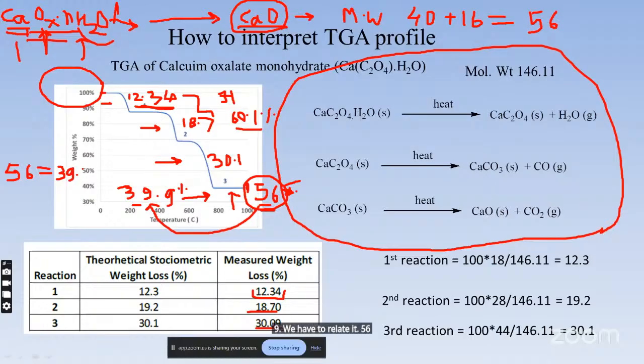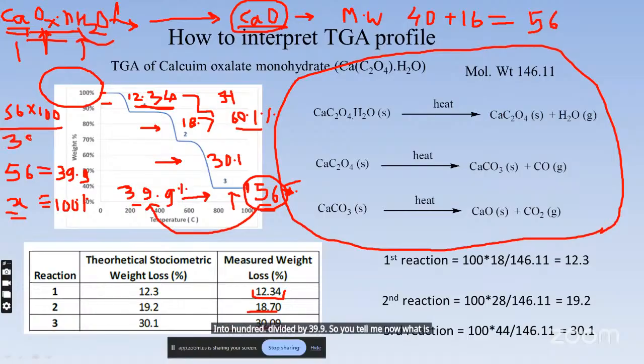56 atomic mass unit corresponds to 39.9. Then what will be the molecular weight of a compound when weight is 100%? So first of all, we have to find out the molecular weight. So how to do it? You can do it like this: 56 into 100 divided by 39.9. So you tell me now what is the answer. Anybody can tell what will be the answer at this stage?